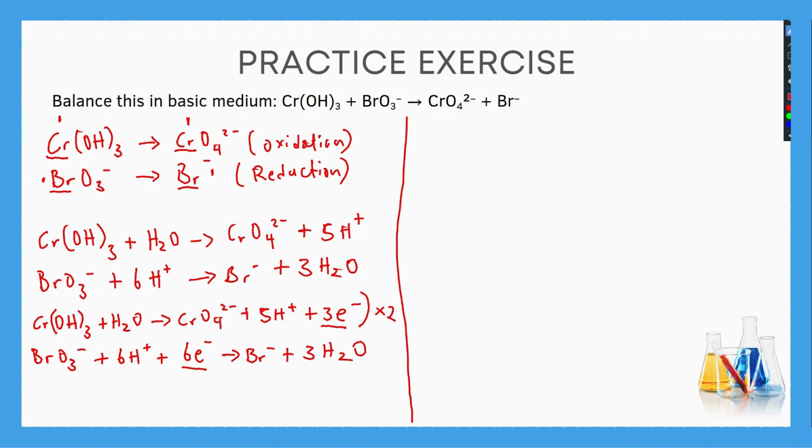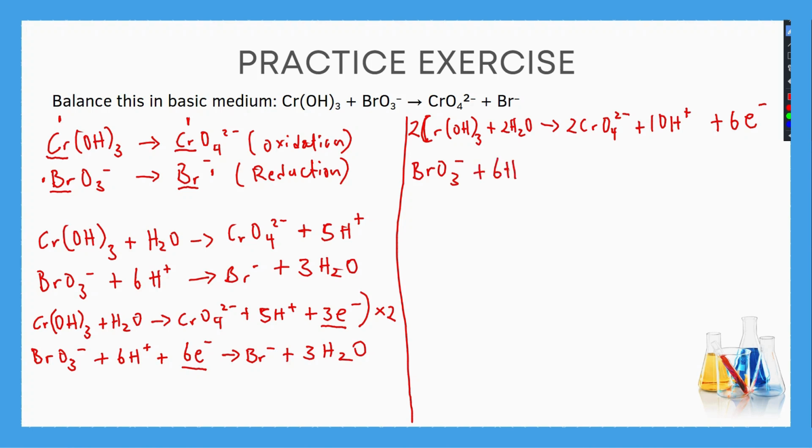So doing that, multiplying by 2, now we have 2 Cr(OH)3 plus 2H2O giving us 2 CrO4 2- plus 10H+ and then plus 6e-. And then the other equation stays basically the same. BrO3- plus 6H+ plus 6e-, giving us Br- plus 3H2O. So at this point now we can cancel out the electrons.